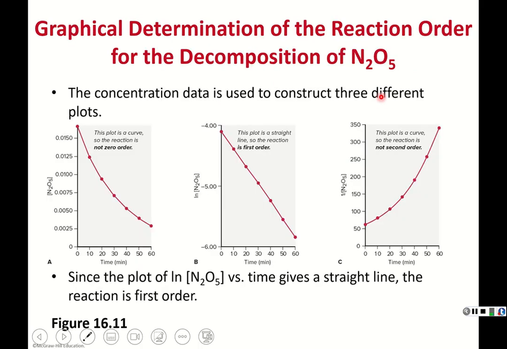Right, so here are those plots of that data. Zero order gives this shape, which is not linear, so it's not zero order. Second order as well, it's not linear. The straightest line is given for the first order. There might be a slight curve there because this is real world data, but you can see that it is pretty linear. So we can call this a first order reaction with respect to N2O5.